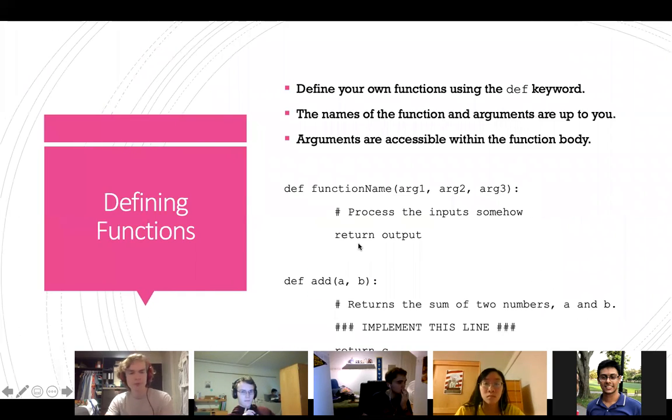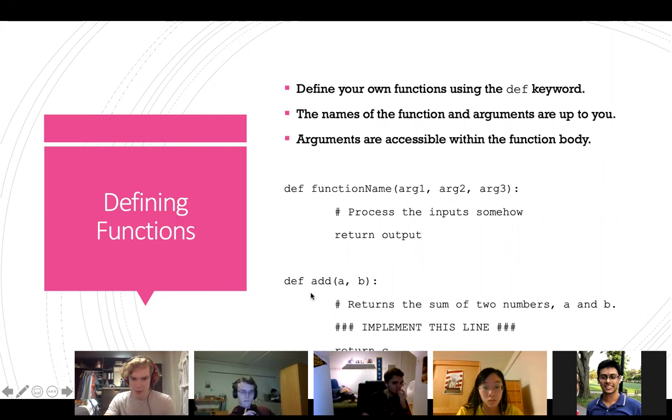So there's a function. Next up, we can define functions using the def keyword. You can give whatever name or arguments you want, and then whatever you give, you're kind of naming different variables that will be available within the body of the function inside this definition.